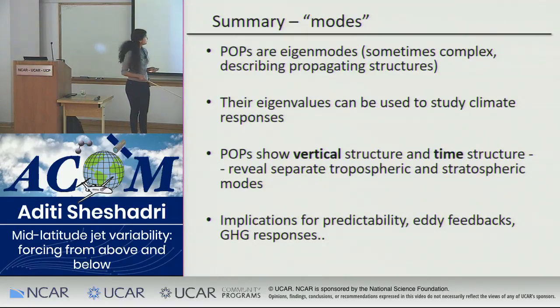We're looking into this a little bit now. They can also be used to study stratosphere-troposphere coupling because they actually show deep vertical structures. And it seems like what it reveals is that there are separate tropospheric and stratospheric modes. Sometimes they might interact. And there are implications here for predictability, for eddy feedbacks. Isla and I were just talking about eddy feedbacks, but you can't have eddy feedback only in EOF1 and not in EOF2 because they're basically the same mode. So that's one of the things I've been thinking about. And of course, greenhouse gas responses, et cetera. This is an ongoing area of study, so we'll see where we get with it.